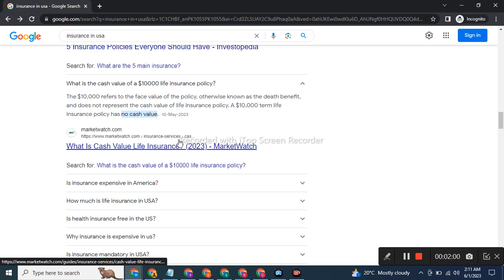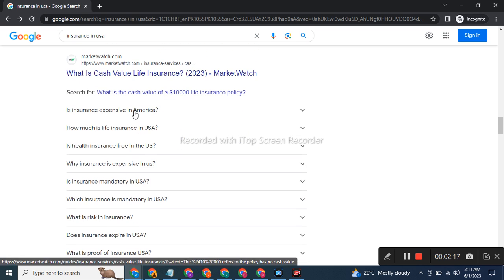What is the cash value of a $100,000 life insurance policy? The $100,000 refers to the face value of the policy, otherwise known as the death benefit, and does not represent the cash value of a life insurance policy. A term life insurance policy has no cash value.